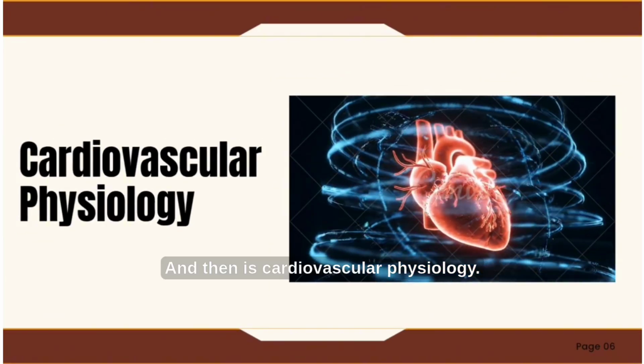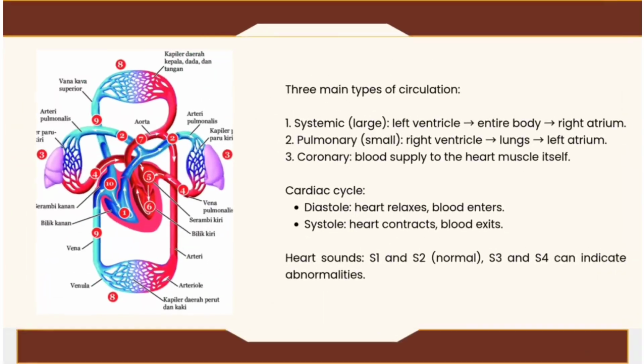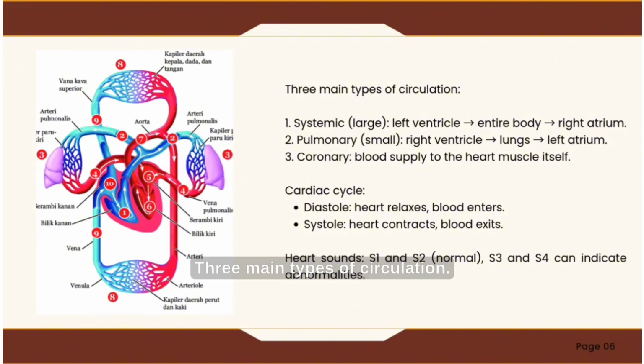And then is cardiovascular physiology. Three main types of circulation. First is systemic or large. Left ventricle goes to the entire body and then goes to the right atrium. The second is pulmonary or small. Right ventricle goes to the lungs and then goes to the left atrium. The last is the coronary. The blood supply to the heart muscle itself.